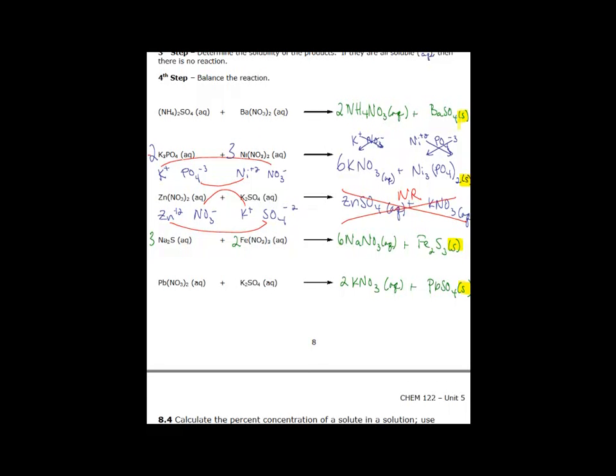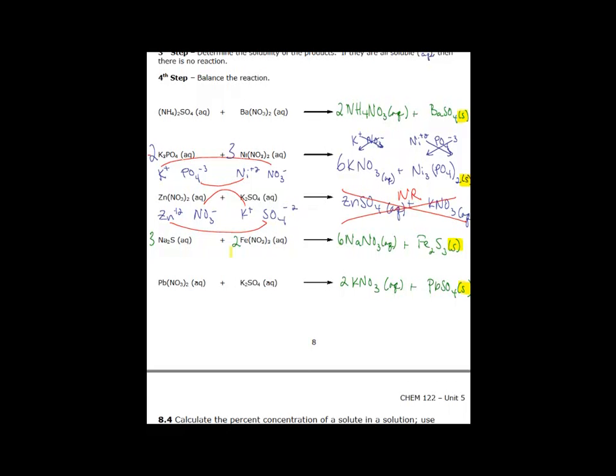So the first reaction, ammonium sulfate plus barium nitrate, gives you ammonium nitrate, which is soluble, and barium sulfate, which is insoluble. Had to balance it, so I put a 2 in front of ammonium nitrate. And then the fourth reaction down, sodium sulfide plus iron 3 nitrate, gives you sodium nitrate and iron 3 sulfide, which is insoluble. So the reaction does proceed. It needs to be balanced by putting a 3 in front of sodium sulfide, a 2 in front of iron 3 nitrate, a 6 in front of sodium nitrate, and a 1 in front of iron 3 sulfide.